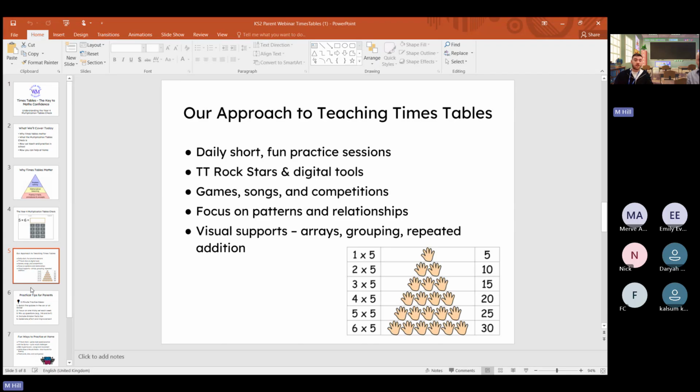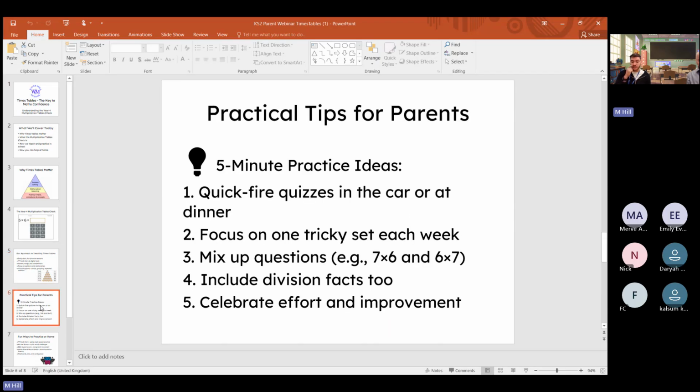Alongside this, there are lots of different things that you can do at home. I know parents often ask, what's the best way to help at home? I think the good news is that little and often really works. So there are some practical tips here. Five minutes a day is enough.